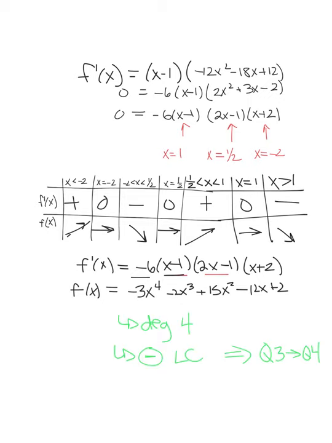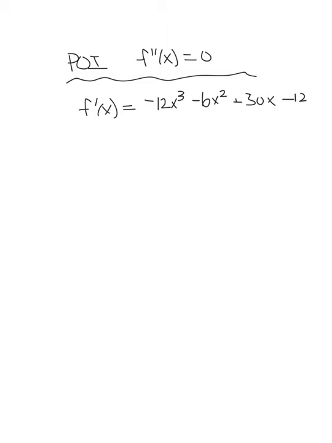So just to add to what we know about this function, we know it's a degree 4. We know it has a negative leading coefficient, which means that it is starting in quadrant 3 and ending in quadrant 4. The next thing that we're going to be talking about is our points of inflection, and that those happen when our second derivative is equal to 0.